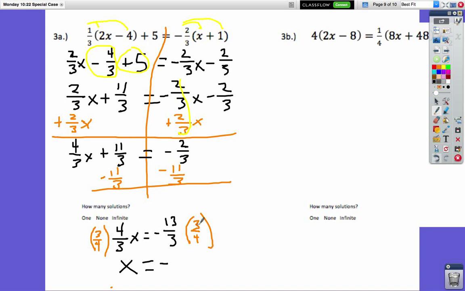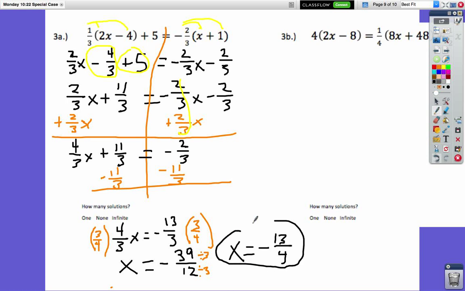13 times 3, that's 39. And then 3 times 4, that's 12. But hold on, we can reduce this down. Let's divide both sides by 3, since 3 goes into both. Our final answer, this is a long problem, is x equals negative 13/4.